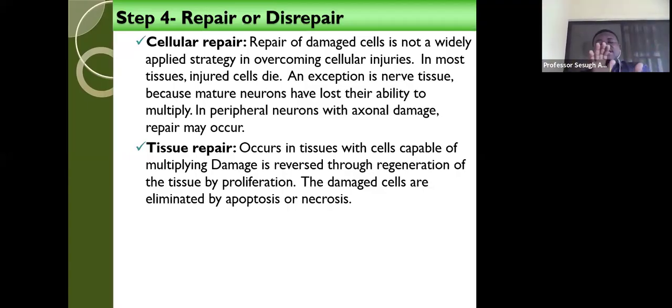So the whole idea here is for you to know that, one, for the chemical to be able to carry out its damaging effect, it must be delivered. After delivery, it reacts. After reaction, it causes injury. And after injury, there is possibility of repair. And where repair is not possible, then there is what? Disrepair. That is what we are trying to explain here.